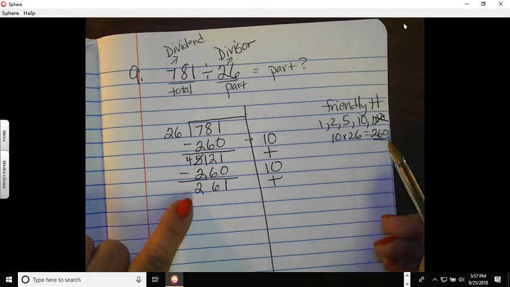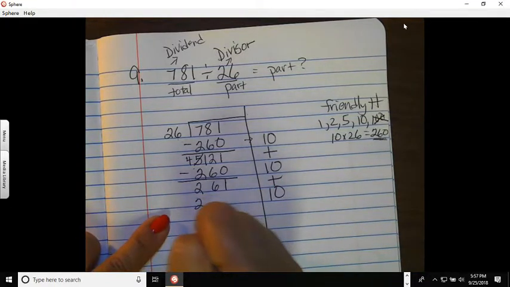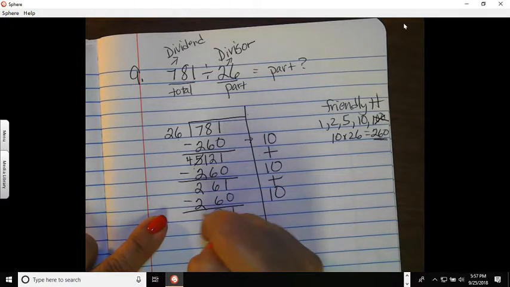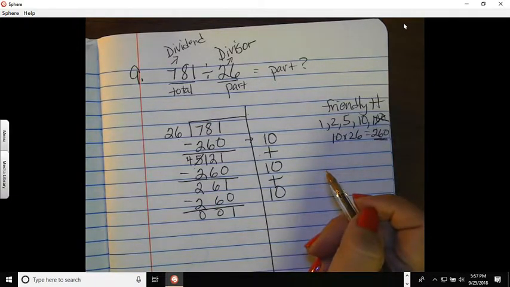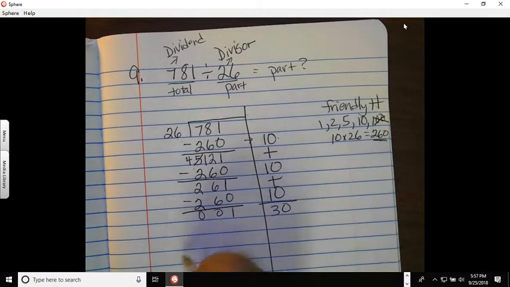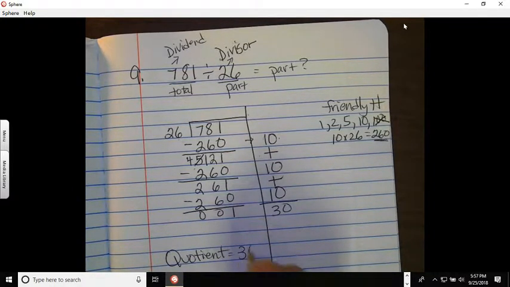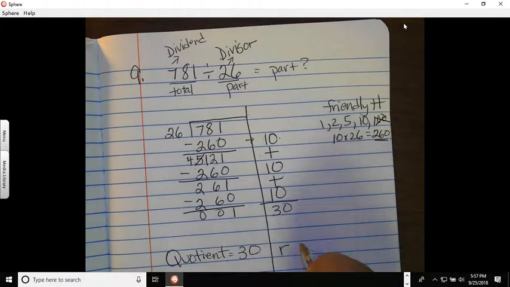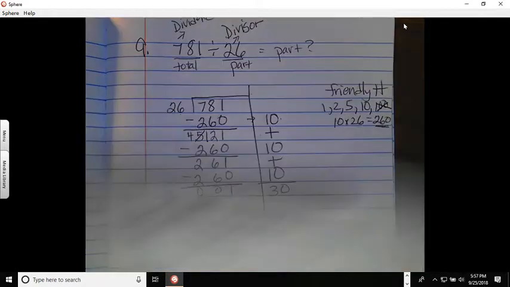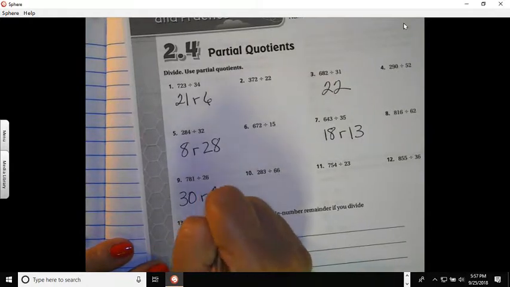Can I take another group out? Yeah, look at that. So this becomes 260. Take the difference. 1 minus 0 is 1. I have 0 and 0. And so now I'm going to add these up. 10, 20, 30. My quotient equals 30. And look at that. I have a remainder of 1. Okay? And so on my homework, I'm putting 30 with a remainder of 1.